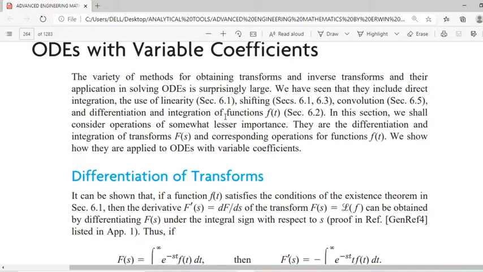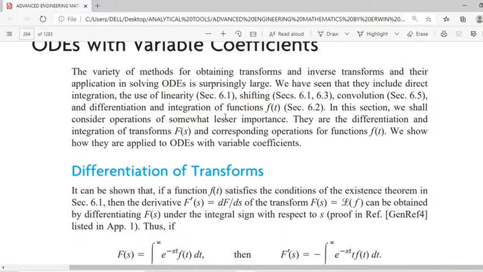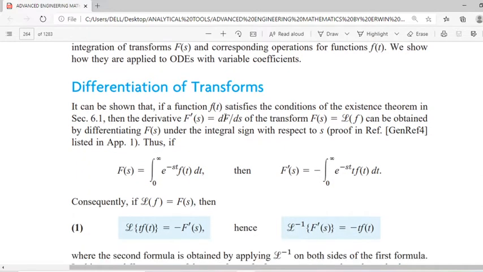Dear students, today we are discussing differentiation and integration of transforms. Let us consider the Laplace transformation F(s) equal to integral 0 to infinity e raised to minus st f(t) dt. Then F dash of s, the differentiation is with respect to s.